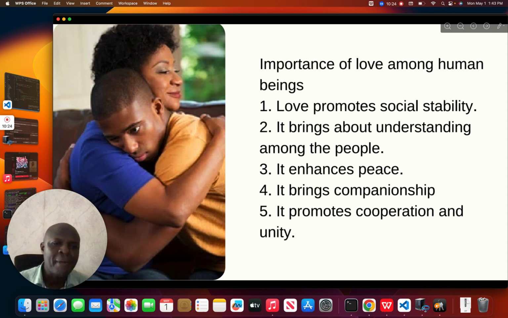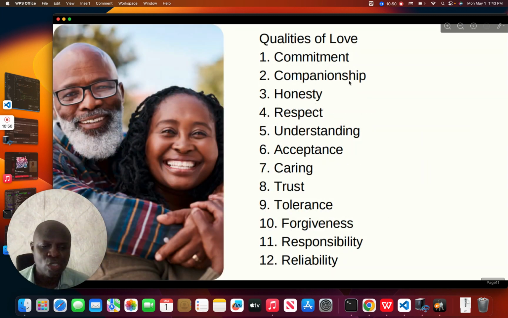It brings companionship. Love brings about companionship. It is when there is love that people can be together, stay together, relate together. It promotes cooperation and unity. It is when there is love that unity can be sustained in any environment. Without love, it will be difficult for us to be able to progress and to develop in a society.